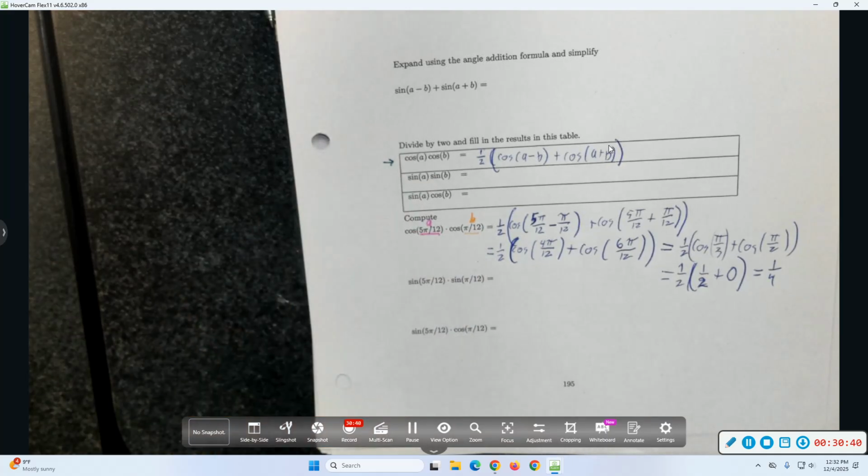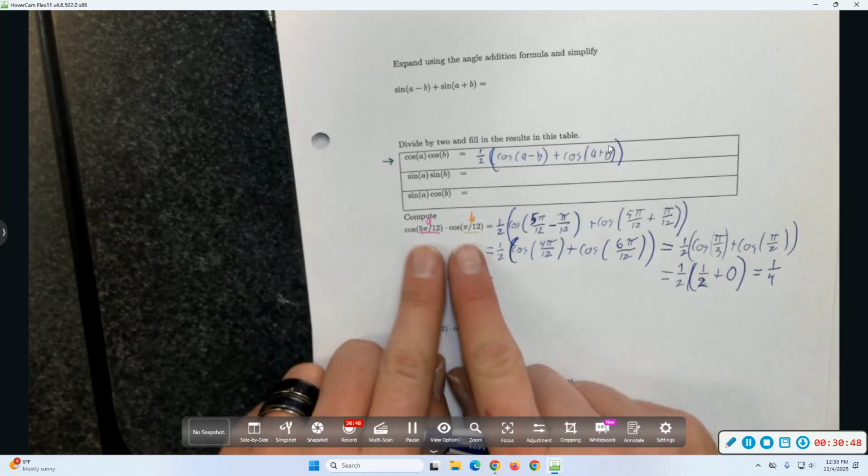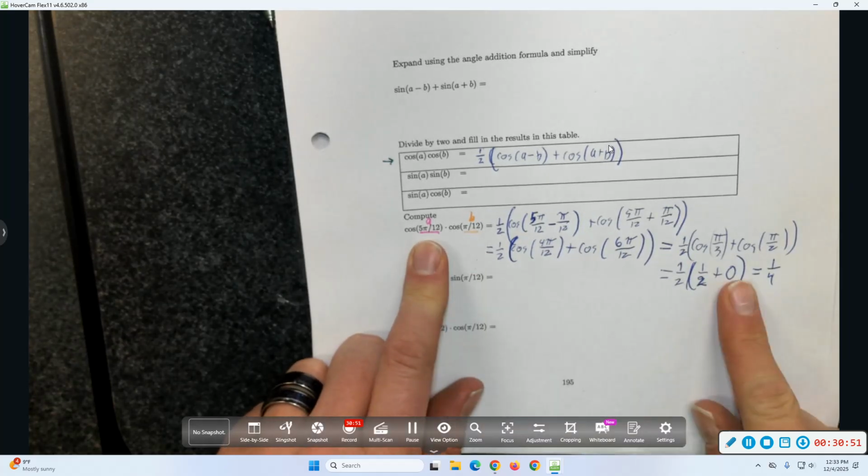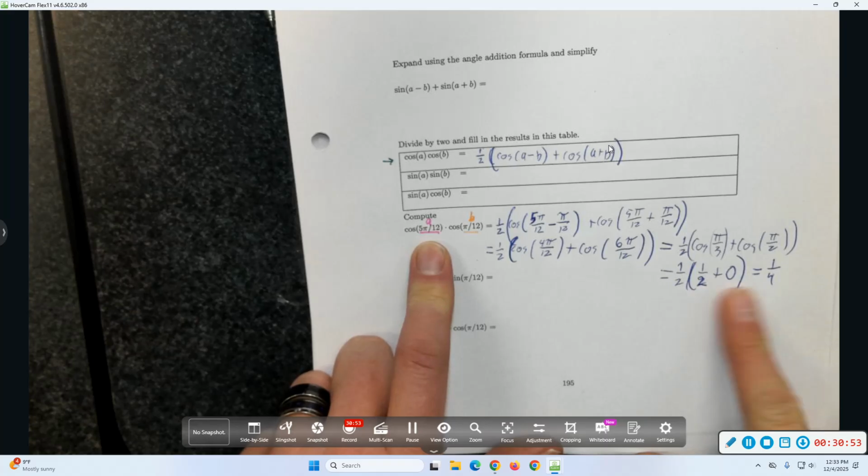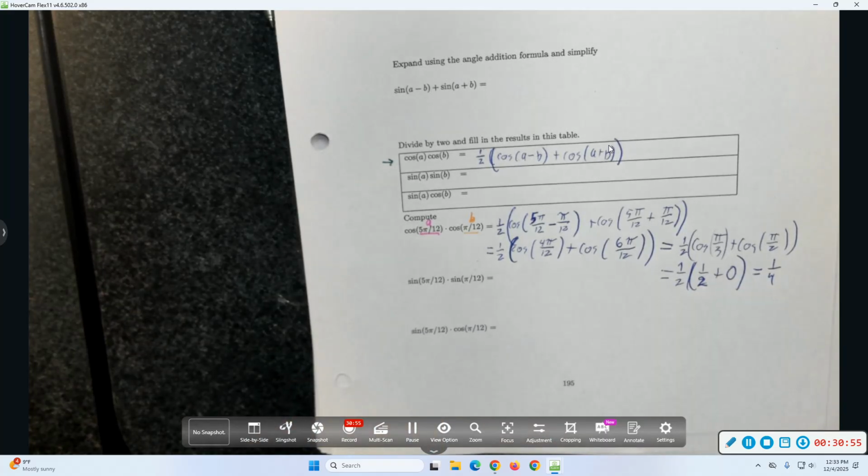Oh, cool. So you can't compute these two trig values exactly on the nose. But the product to sum formula lets you turn that into something that's easier to directly compute. And you just get a quarter. Does that feel pretty good?